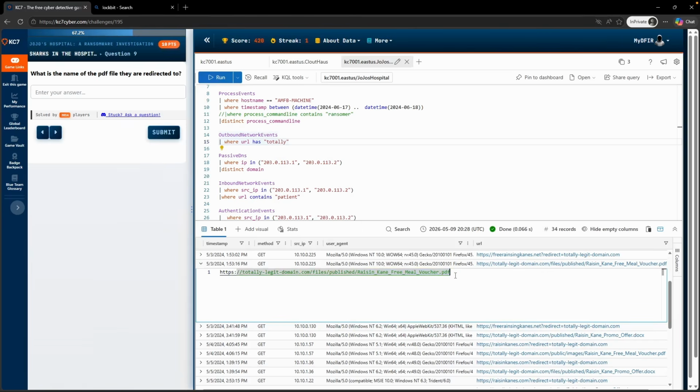And by the way, just because it has a .pdf and a .docx file extension does not mean that it is actually a PDF or a document file. Just something to keep in mind.